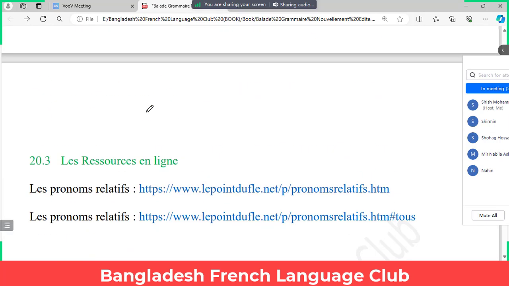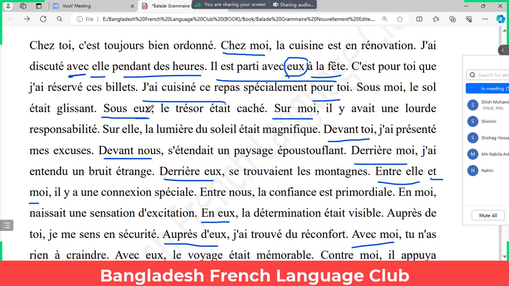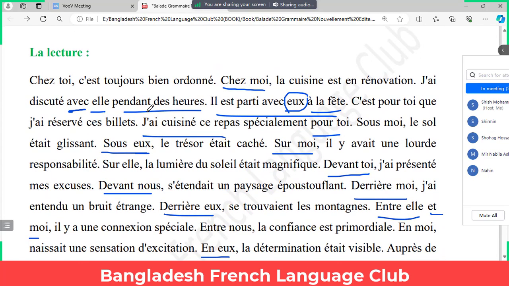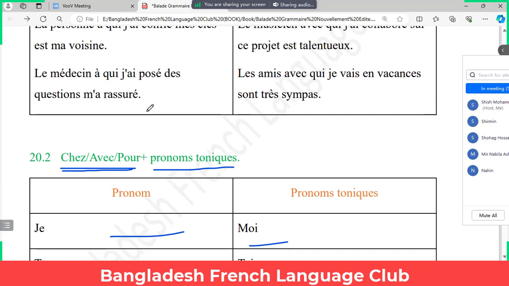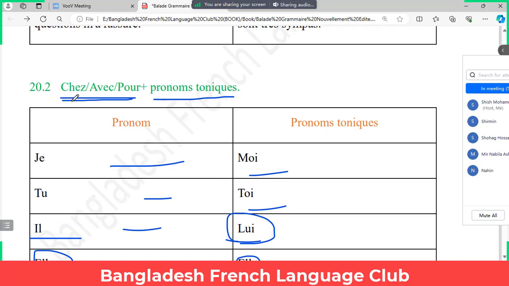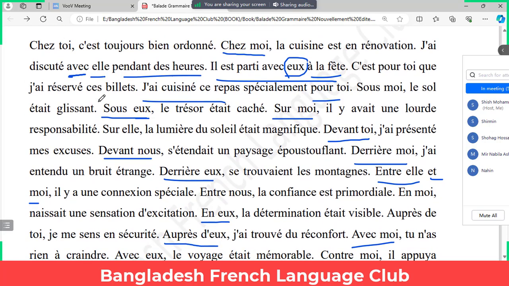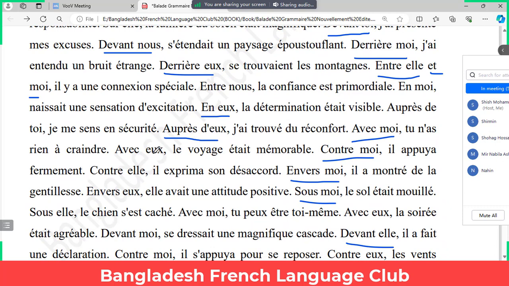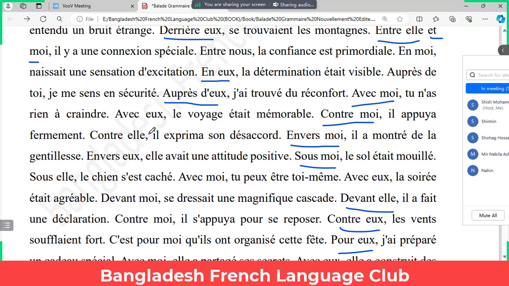But here the book mentions only avec and pour, for understanding, okay? More will be there, not just avec and pour. You very often see avec and pour, that is why they are given here, but it is not restricted to these only, okay? More are here. So with all the prepositions, we need to have this, okay? Clear?